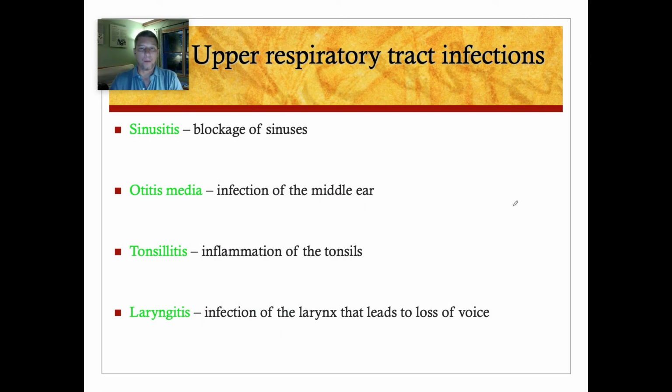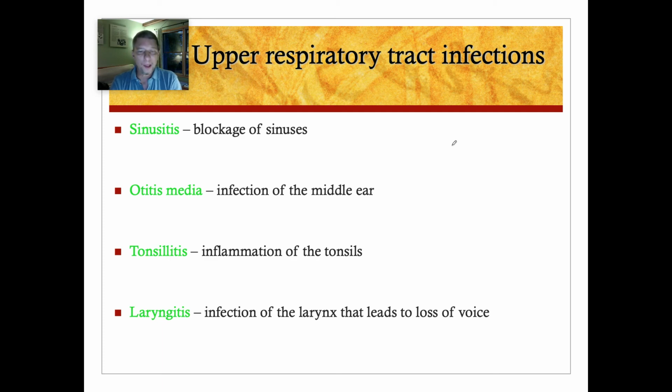Okay, now with each of the systems, I try to mention certain things that can go wrong. And so for the respiratory system, we'll talk about upper respiratory tract infections. Now, sinusitis is a blockage of the sinuses. If you've ever had a sinus infection, or your head just seems completely filled with snot and it gives you a headache, that's probably sinusitis.